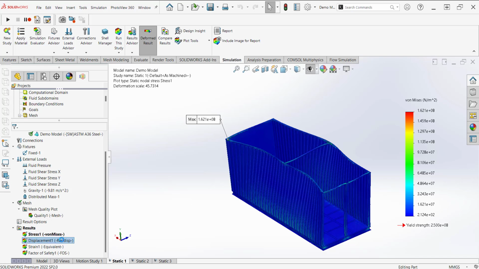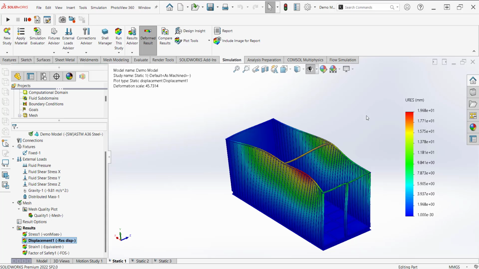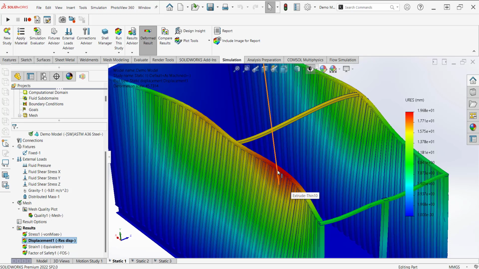Now, moving to the displacement. The maximum displacement we will have is around 19.7 millimeters. And let's not forget that this value will be present only when having a wind speed of 120 kilometers per hour. And the maximum displacement will be here in this area, as we can see.